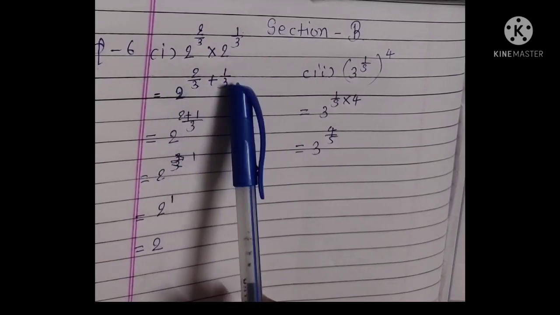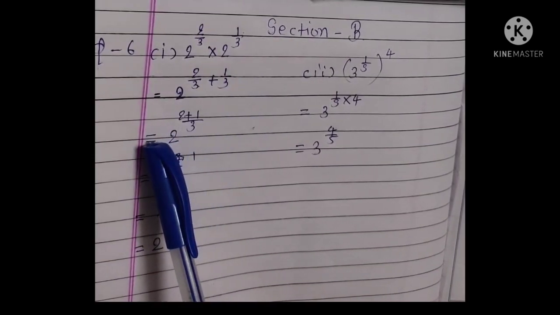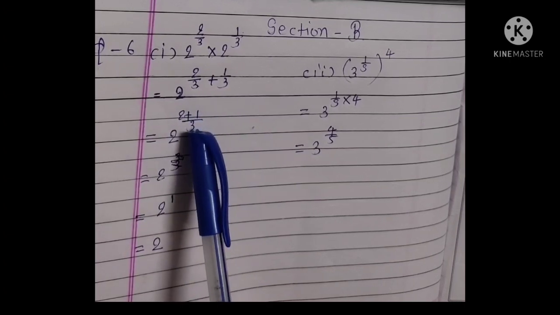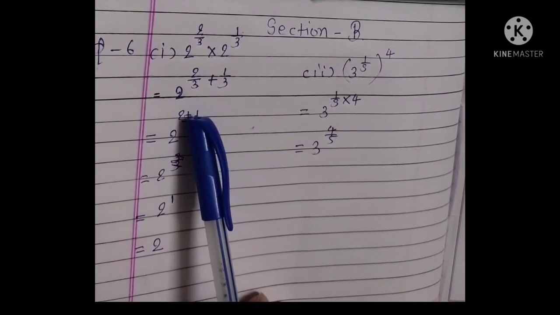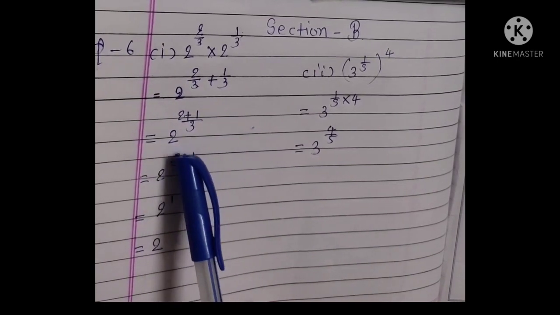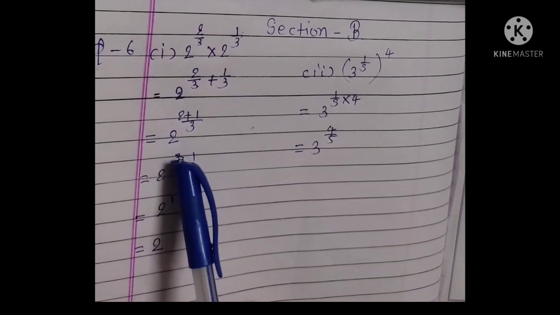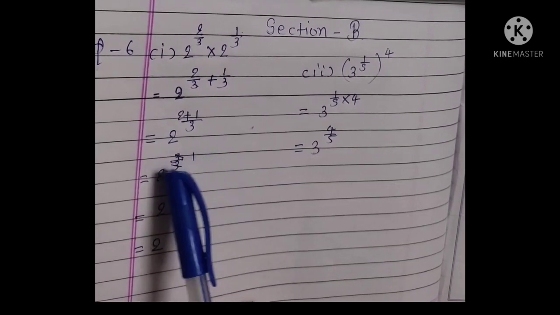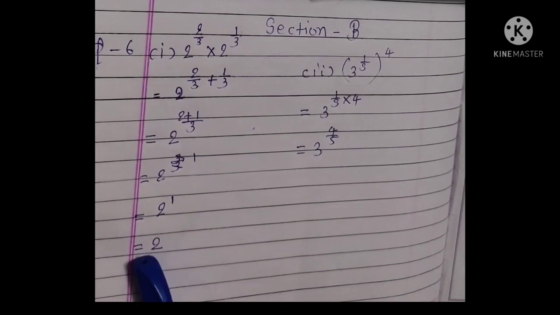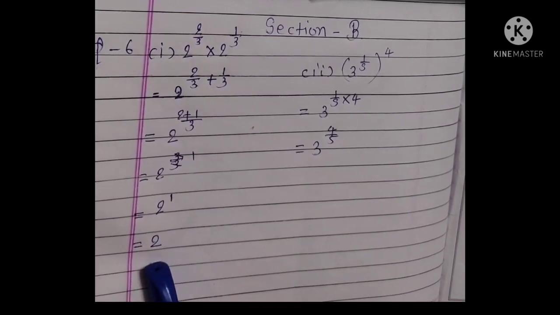Now we will take 3 as the LCM here. 2 raised to 2 plus 1 upon 3. Now 2 plus 1 becomes 3, so now we have 2 raised to 3 upon 3. Here I cut both 3s and write 1. Now 2 raised to 1 is equal to 2. So your final answer is 2.